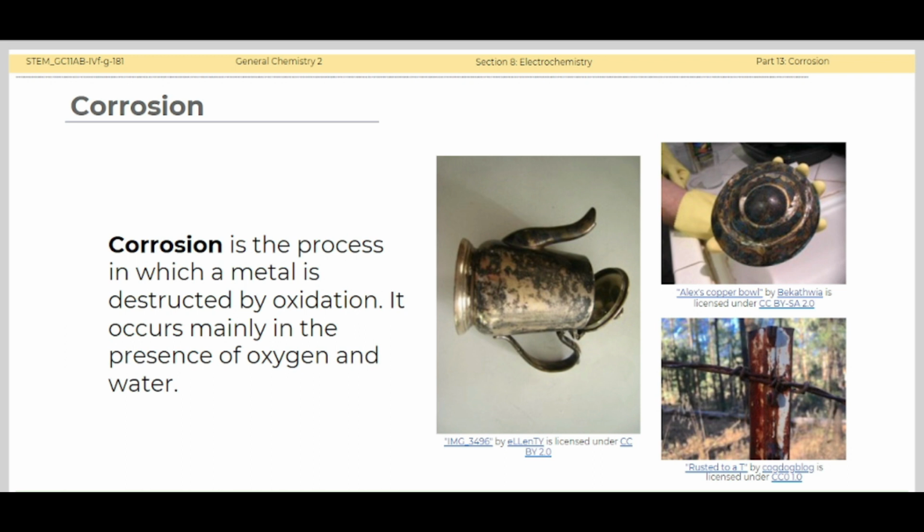Corrosion is the process in which a metal is destroyed by oxidation. It is manifested by tarnishing of metal with accompanying formation of a new substance. It occurs mainly in the presence of oxygen and water. For this lesson, we will focus only on the corrosion of iron.